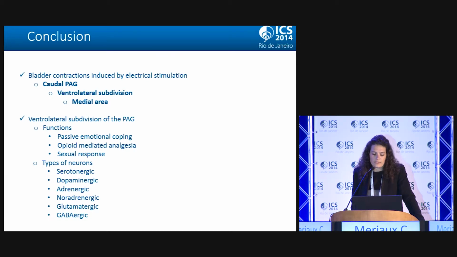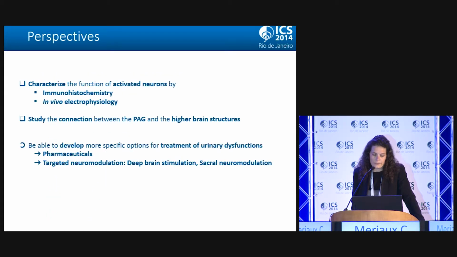We know from the literature that the ventrolateral subdivision of the PAG has different functions and that different types of neurons are present in this structure. So what we would like to do now is to characterize these activated neurons, the ones that have been shown to be activated after the bladder stimulation. And for this, we can combine the stimulation of the bladder with immunohistochemistry or in vivo electrophysiology.